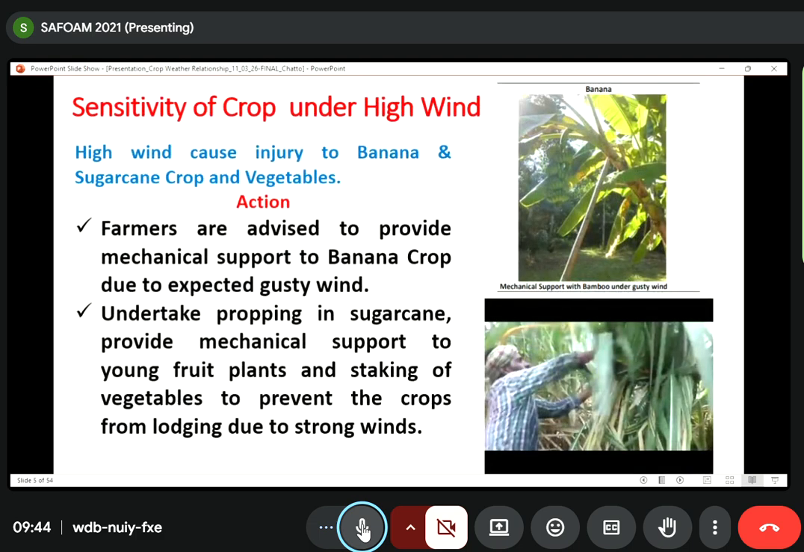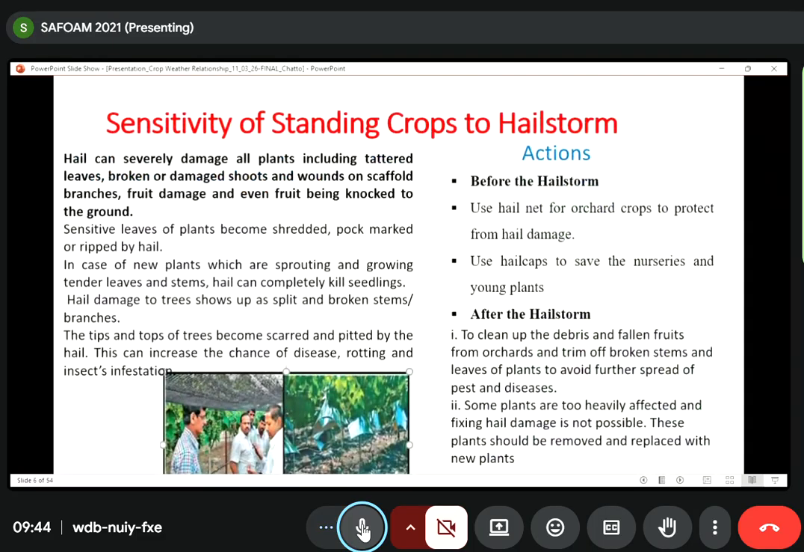Similarly, when there is a high wind, particularly during a cyclone or heavy wind due to thunderstorm activity, the banana plant and many other plants lodge. We know at what kind of speed lodging is possible. Then we tell the farmer in advance to put bamboo sticks and so on so that they do not lodge. Another thing is the hailstorm.